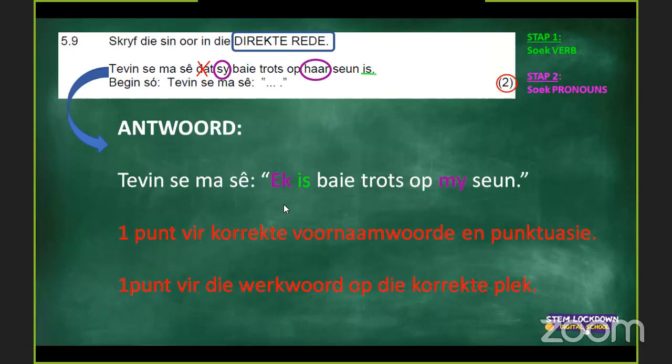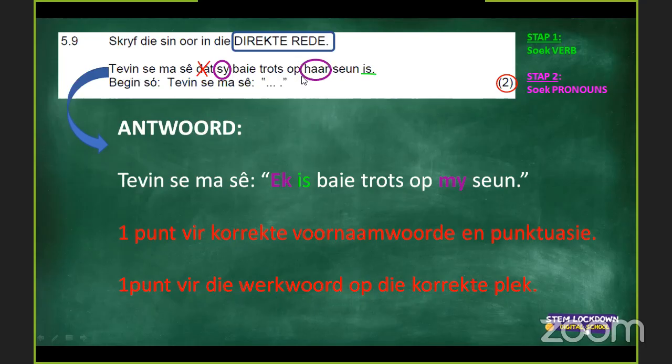Goed, so nou staan weer 'n paar goedjies. Stap 1, I sê, soek die werkwoord. Go and look for the verb. Okay, that is extremely important. So ons kyk, Steven se ma sê dat sy baie trots op haar seun is. Okay, so that is the verb after the dat. But stap 2, soek die pronouns. We now have to look for the voornaamwoorde, our pronouns that must change. So ons het sy, Steven se ma, op haar seun.